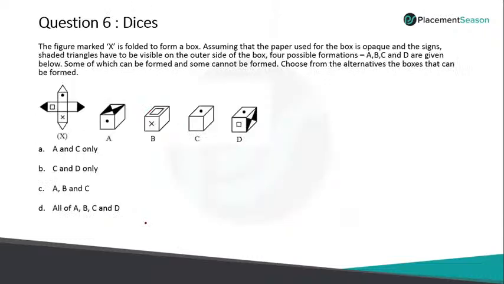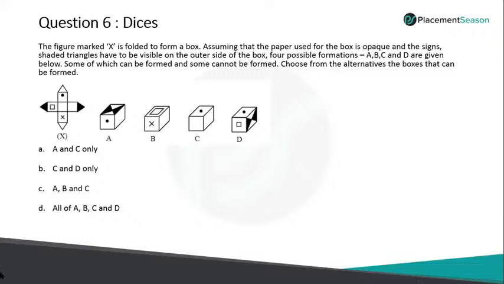Now dices, very interesting, and your logical thinking power will be tested here. The figure X is folded to form a box, right? Assuming that the paper used for the box is opaque, the shaded triangles have to be visible on the outer side of the box. 4 possible formations A, B, C, D are given below, some of which can be formed and some cannot. Choose from the alternatives the boxes that can be formed.